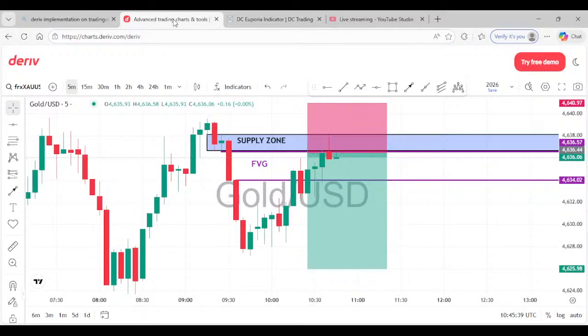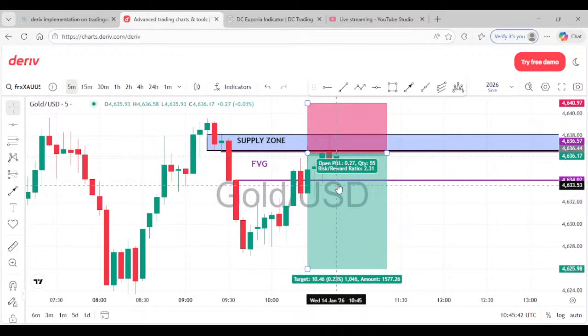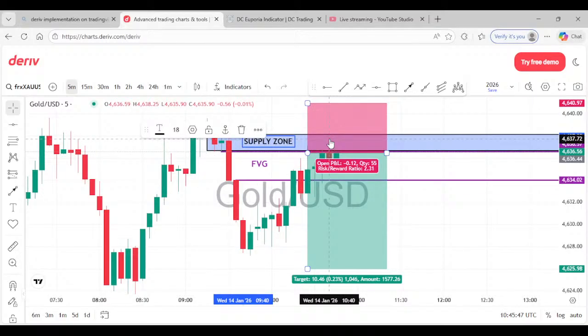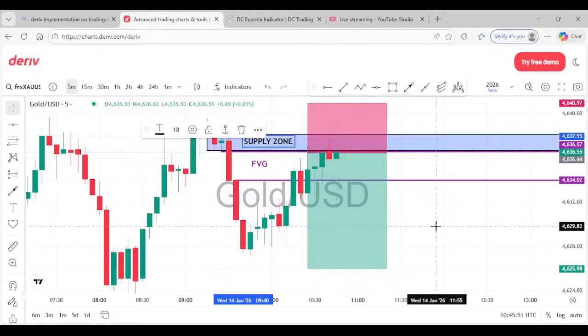Let's go back to business. Price reacted with our supply zone, and we had a small rejection. We just pray and hope that the next 5-minute candle is going to close bearish. If it closes bearish, then we'll be fine. Our analysis will be correct.